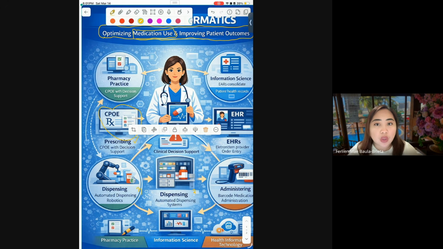Moreover, pharmacy informatics also plays a crucial role in medication safety initiatives. An example of these initiatives is barcode medication administration. It is a system already in place in first world countries, and it is a system that we really want to have here in the Philippines, where a system can verify patient identity and medication details before the nurse administers the drug. This will significantly reduce wrong patient and wrong dose errors.